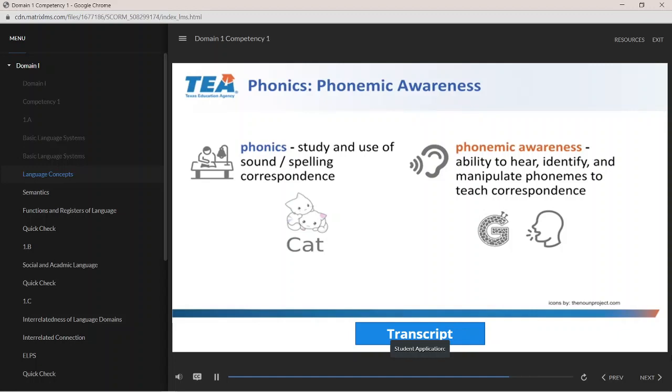Student application. Direct instruction of phonemes that do not exist in the student's primary language, or L1, may be necessary. Although phonics is part of literacy development for younger learners, older English learners may have gaps that can be addressed through targeted phonics instruction. Activities that develop phonemic awareness, as described in Domain 2, Component 5.C, can also positively impact and accelerate literacy development.